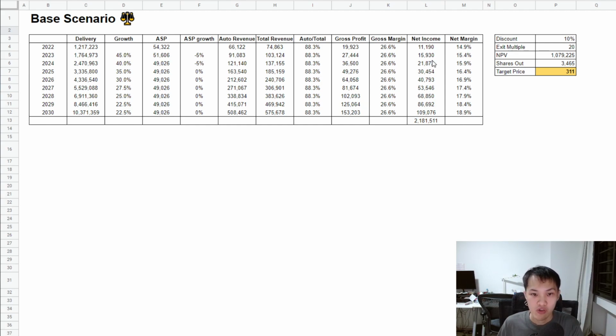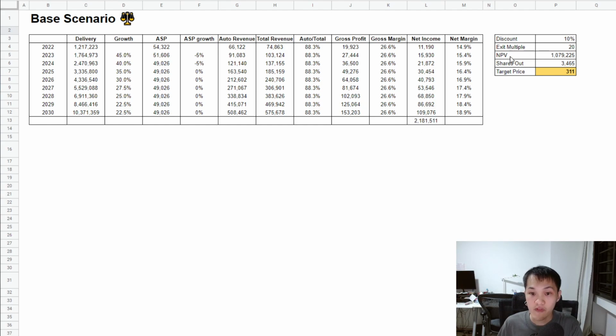So you can see here as the delivery of cars increases year over year, and the net margin also increases, right? After you multiply these two, you get a net income which will be increasing at an exponential rate. It will start from about 11 billion up until 109 billion as of 2030. Then for the exit multiple, I just take a 20 multiple on the $109 billion here and get 2 trillion.